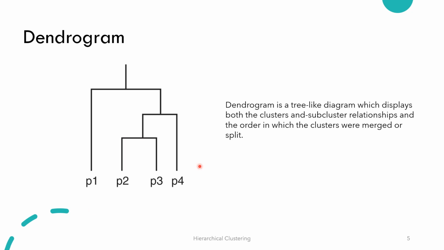We represent hierarchical clustering in a tree-like structure called a dendrogram. Here in the dendrogram, both the clusters and the subcluster relationships are represented. For example, here we have P2 and P3 which are closest to each other. So we first merge them, and the resulting cluster is merged with P4, and that is merged with P1.